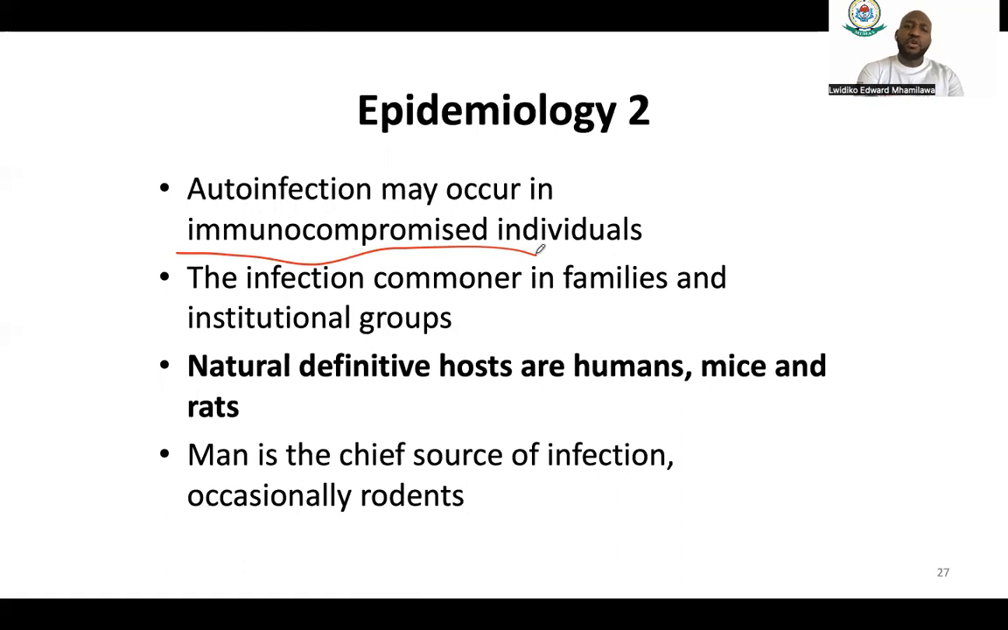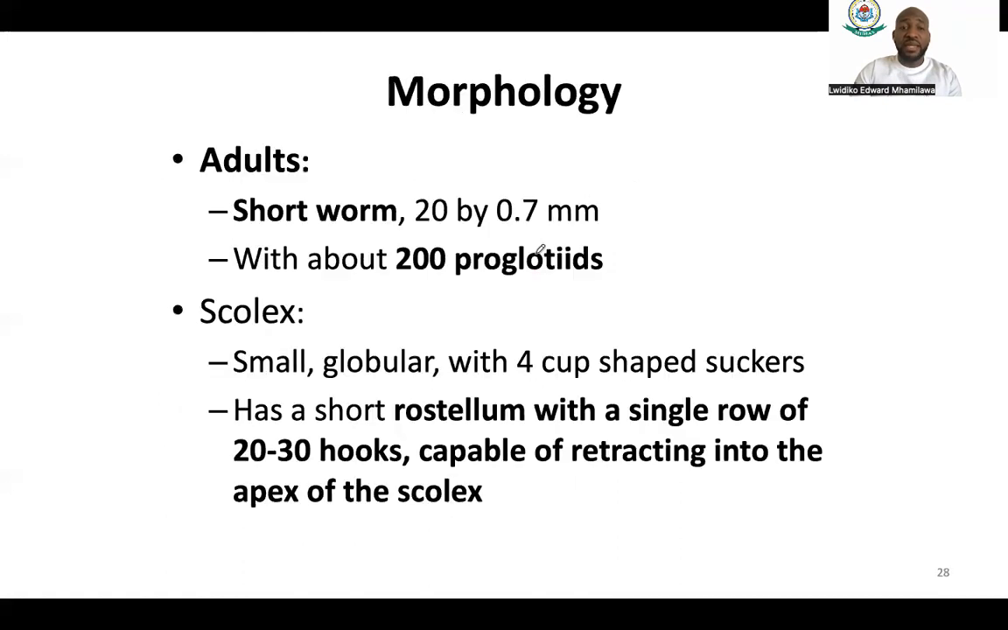So the infection is much more common in families and institutional groups. Natural definitive hosts are humans, mice, and rats. Man is the chief source of the infection. Occasionally the rodents can be the source. They're known as dwarf worms because they are pretty short compared to other ones. It could be up to 20 millimeters long, with about 200 proglottids, and the scolex is small, globular with cup-shaped suckers.